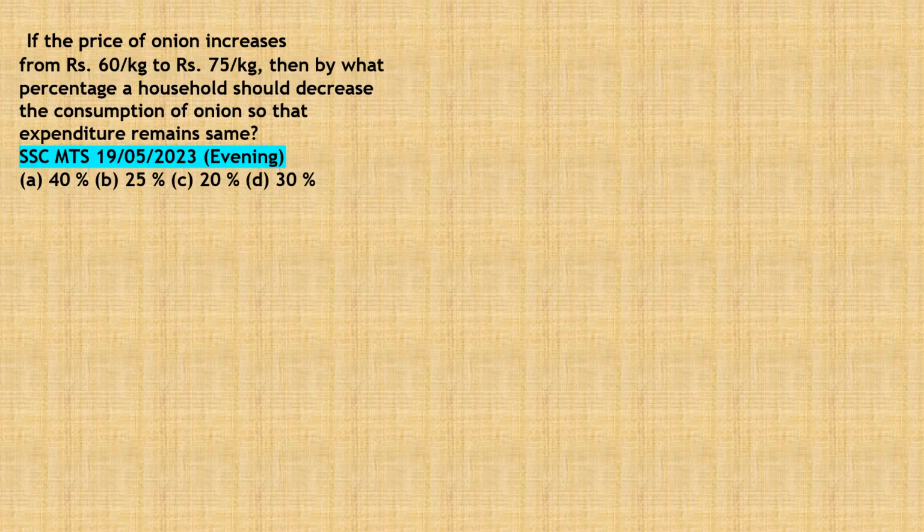The price of the onion increases from 60 to 75. The price of onion before was 60, now it is 75. By what percent should a household decrease the consumption of onion so that the expenditure remains the same? The expenditure at the rate of 60 was 100%, and at the rate of 75 is also 100.